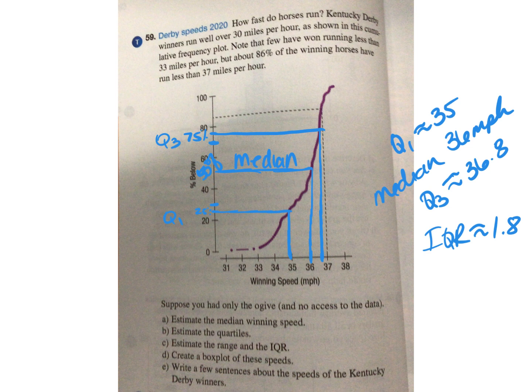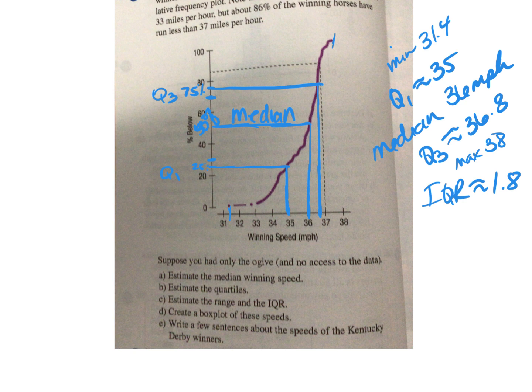Then if you were asked to create a box plot, you just need the maximum, which is 38, and the minimum, which is about 31.4. And then you can draw your box plot with your 5-number summary. The range would be that 38 minus 31.4. And then, once you've drawn your box plot, you can see the shape, if it's skewed to the right or skewed to the left. With the whiskers, you're looking at how far away that half is from the median, whether one side is longer than the other.